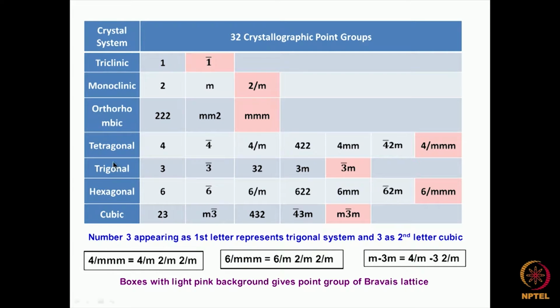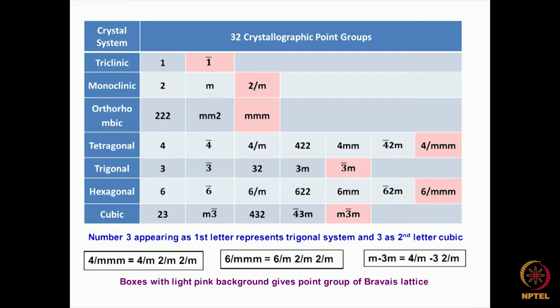Similar to that, some of the symmetries which are shown here are not the full symmetry. Like here it is m 3 bar m for cubic. Actually, the full symmetry operation is 4/m, 3 bar and 2/m. And where it is written for tetragonal 4/mmm, it corresponds to 4/m, 2/m and 2/m.